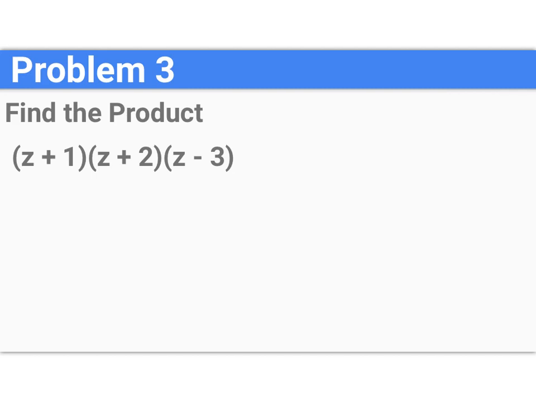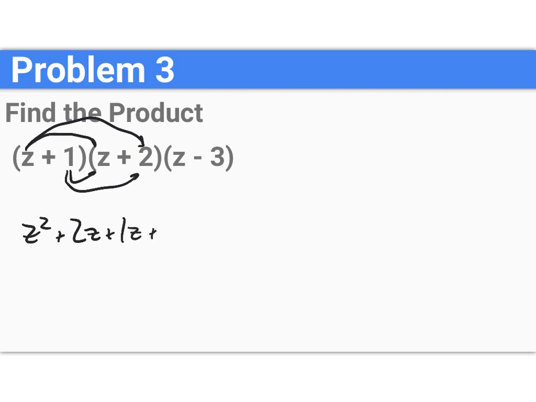Okay, now look at this one. This is one you haven't seen before. You have 3 products. So what I'm going to do and how we're going to do this is turn these binomials into a trinomial. So what I'm going to do is FOIL: first, the outers, the inners, and the last. I'm going to FOIL two binomials to make it a trinomial. So you get z squared plus 2z plus 1z plus 2 times z minus 3.